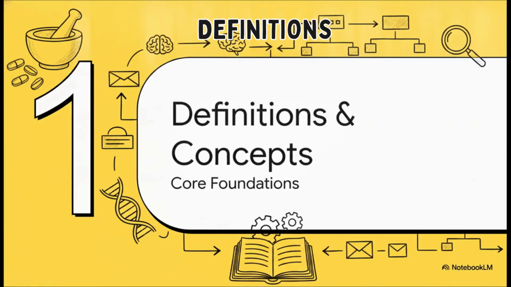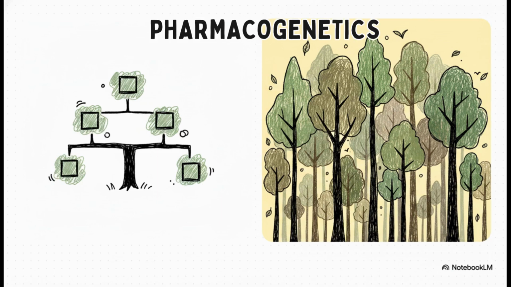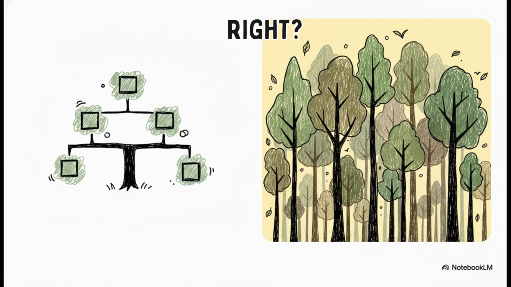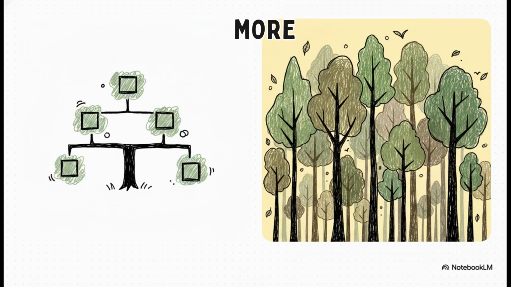Section 1. Definitions and basic concepts. Getting top marks means nailing these definitions right out of the gate. So here's exactly how you want to frame this for your examiner. Pharmacogenetics is kind of the older term, right? It refers to those familial, idiosyncratic reactions to very specific drug classes. Pharmacogenomics, on the other hand, is the broader, more modern term. That's where we look at complex, population-wide genetic variations to actually personalize medicine.